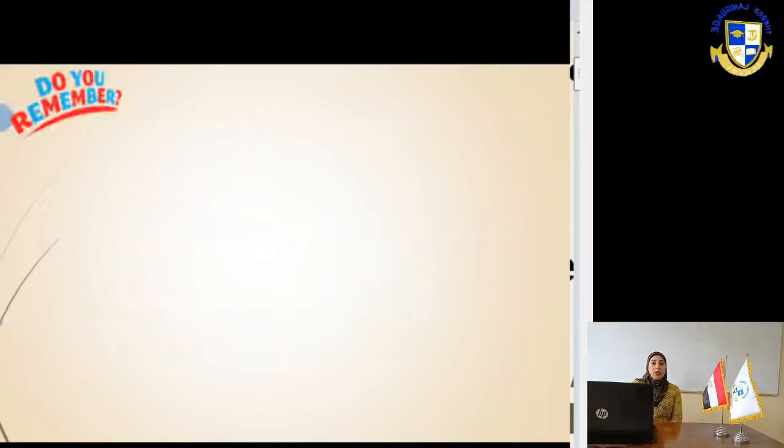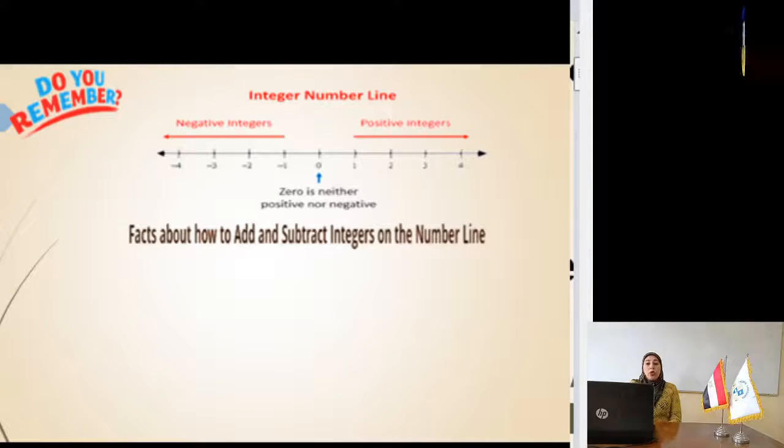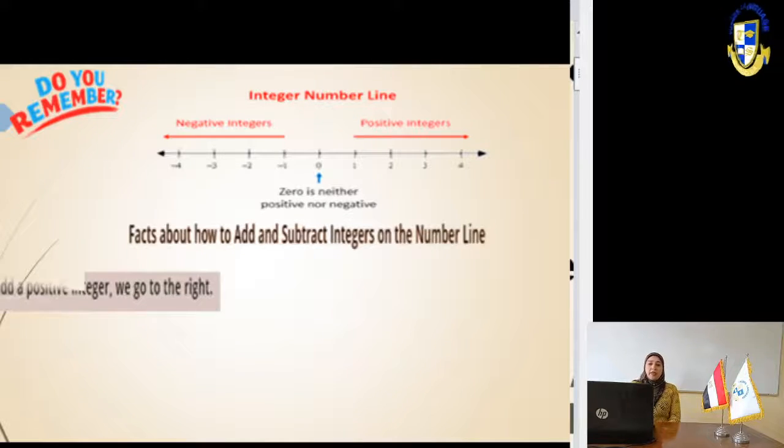Let's see how we could add or subtract integers on the number line. We have two sides on the number line, right side and left side, and in the middle it will be the 0. The right side represents all the positive integers and the left side represents all the negative integers. So, if I want to add positive integers, I'll move to the right side. While if I want to add negative integers, what should I do? I should move to the left side.